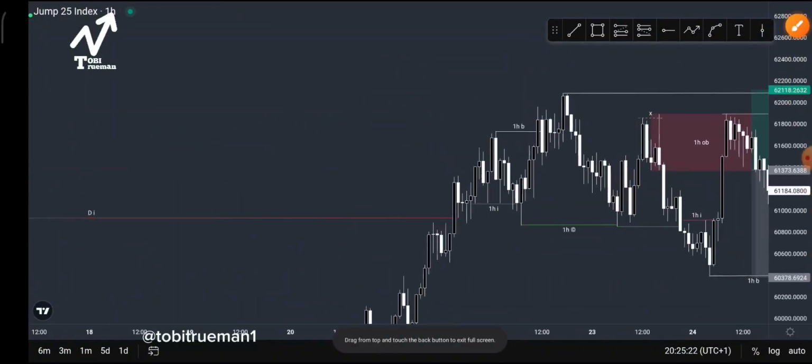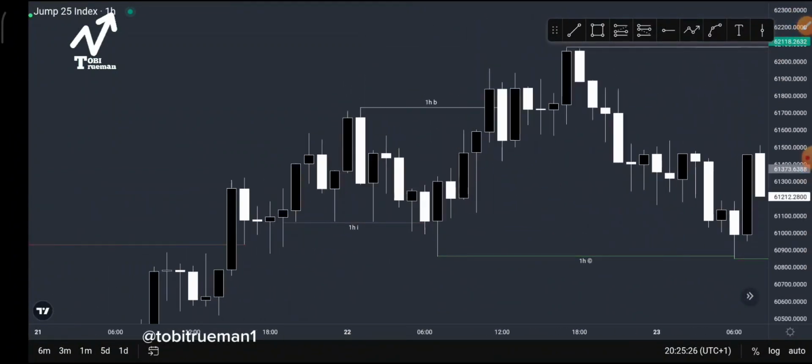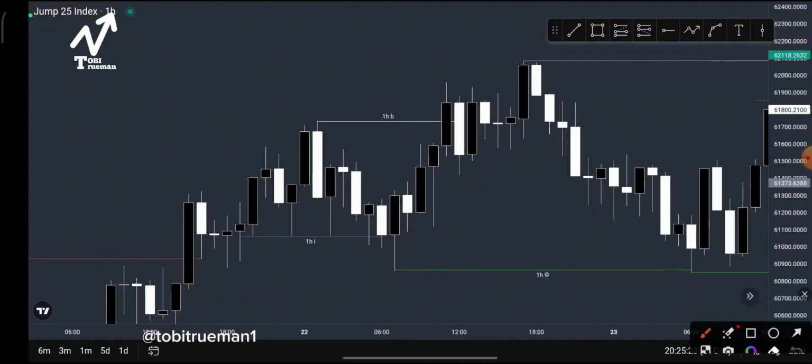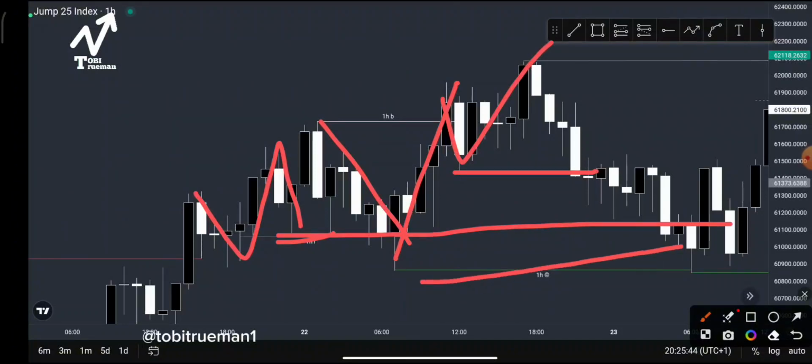When we now come to the lower time frame structure, what are we seeing here? We see that price made a bullish movement, gave inducement, price took out inducement, and then caused a 1 hour break of structure. Then we can see what is happening here. Price gave inducement again, this inducement, and people are trying to buy in this place. You can see a lot of people are trying to buy.